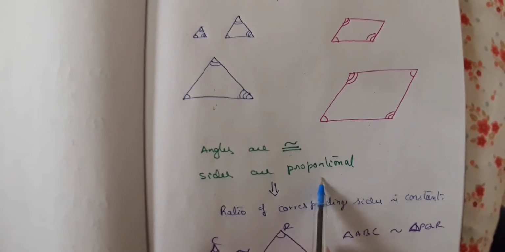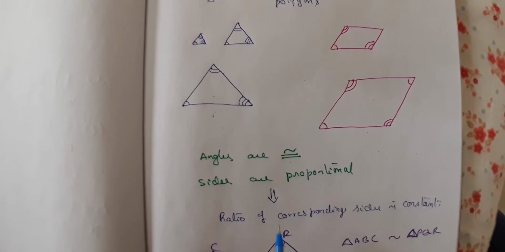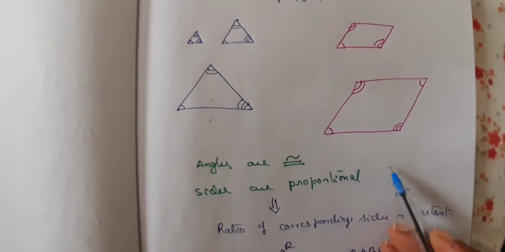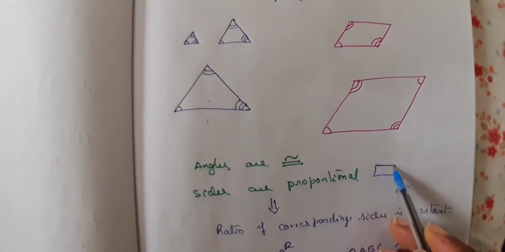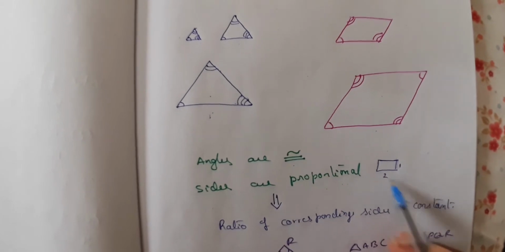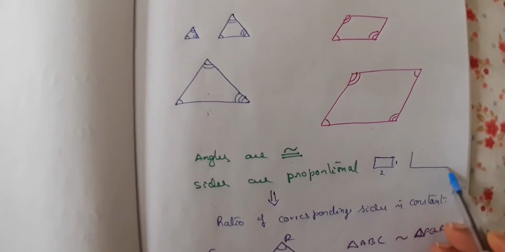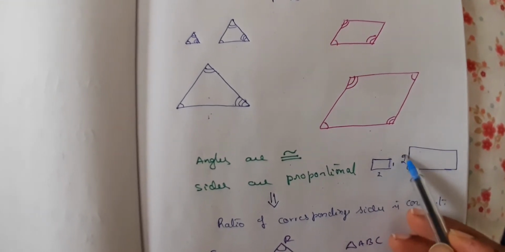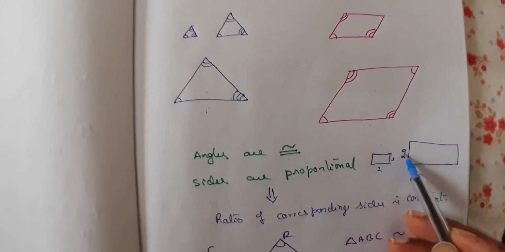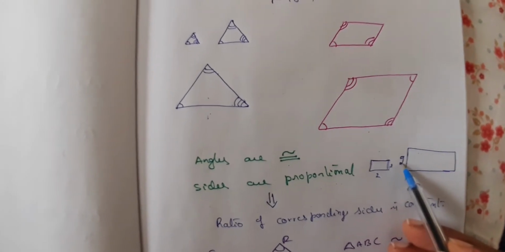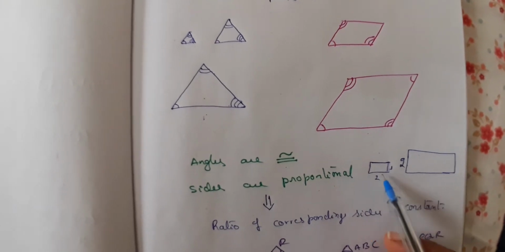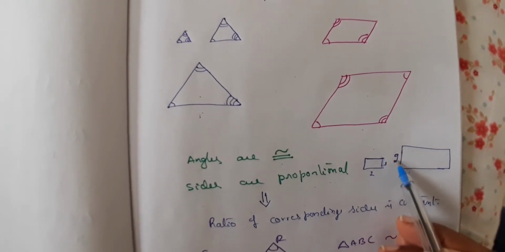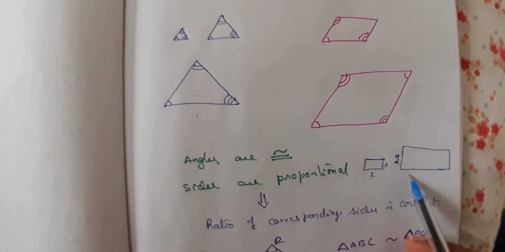What is meant by proportional? The ratio of the corresponding sides is going to be constant. Suppose I take a rectangle whose breadth is 1 and length is 2. If I draw a rectangle with breadth 2, how many times have you increased the breadth? 2 times. Then length should also be increased by 2 times. That means breadth by breadth, length by length, both should give the same result.